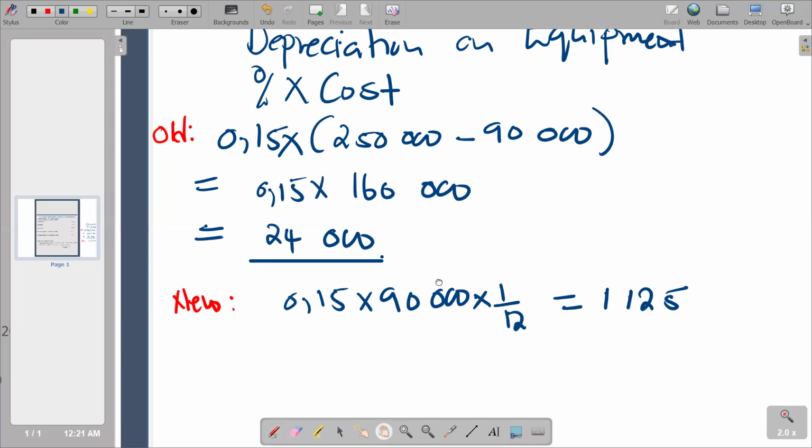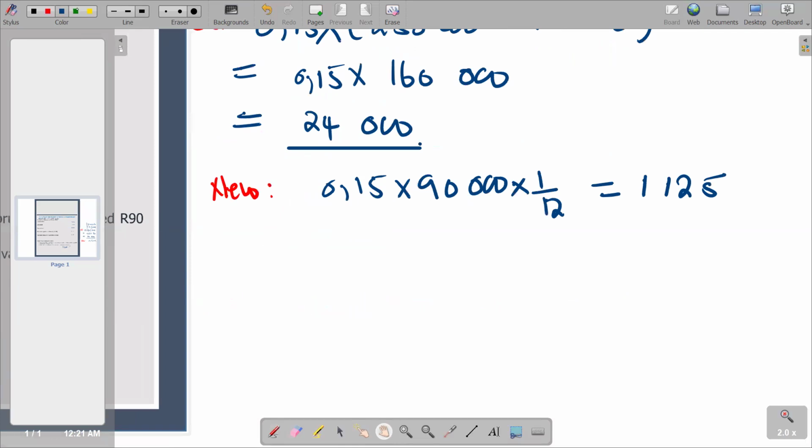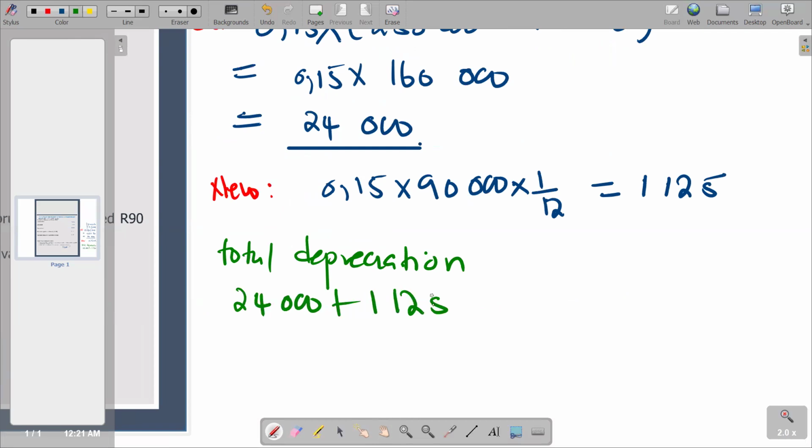Then from there, we can now calculate total depreciation. Total depreciation, whereby we are now adding depreciation of old equipment plus new equipment. So we are saying 24,000, and then we add 1,125, 25,125. So basically, this becomes your final answer for total depreciation for equipment for the year.